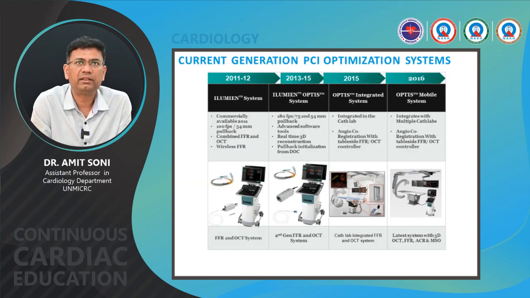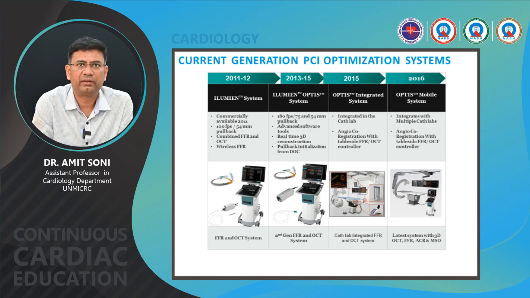So the current generation PCI optimization system: in 2011-12 there was the Illumin system, commercially available in 2011, and there is 100 FPS per 54 millimeter pullback, combined FFR and OCT, wireless FFR and OCT system. Illumin Optis system is the second generation OCT system.